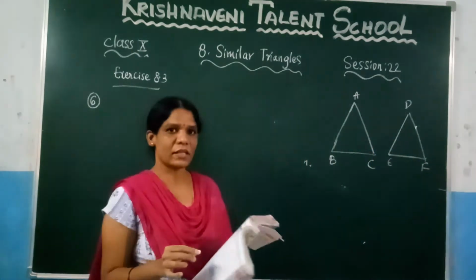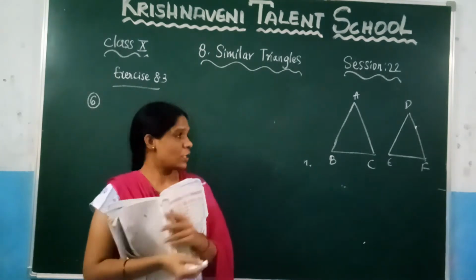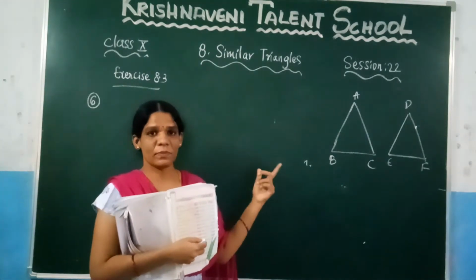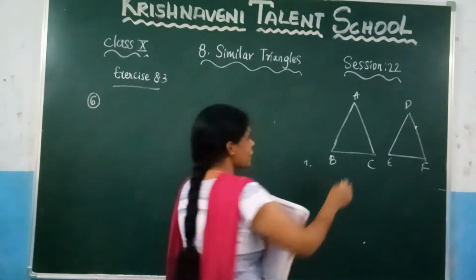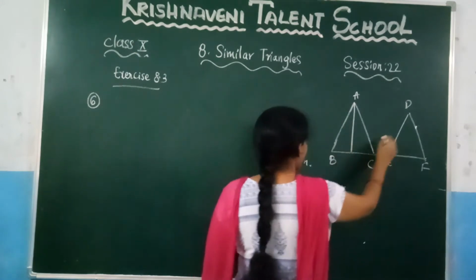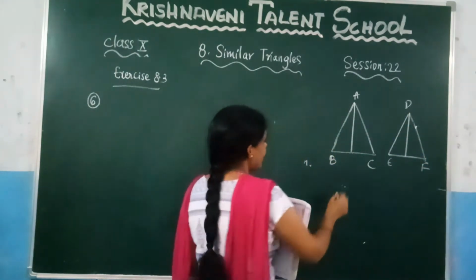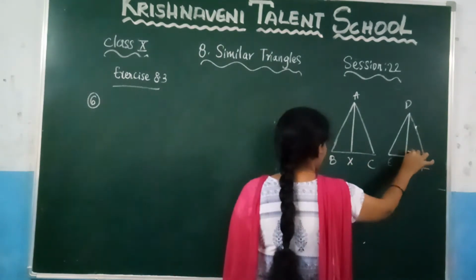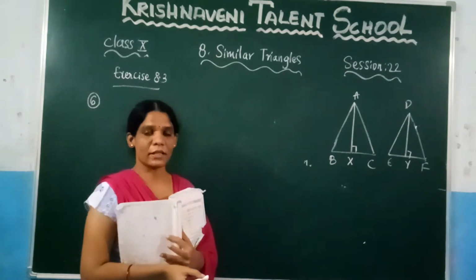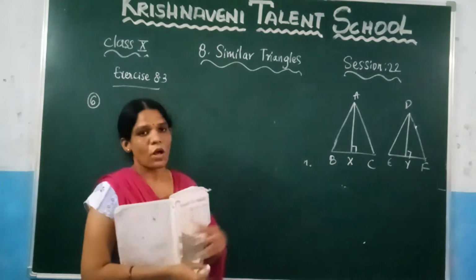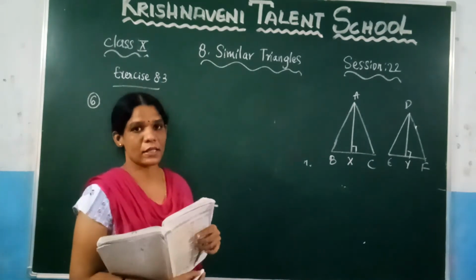And they have given here the altitudes. What is the meaning of altitude? If you draw a perpendicular line from the vertex to the base, that one will become the altitude. So let us draw here one altitude. This is the altitude, and here this is the altitude, right? And name this as x, and this as y. The altitude is the line segment joining the vertex to the base. You need to draw a perpendicular line, and that will become the altitude.